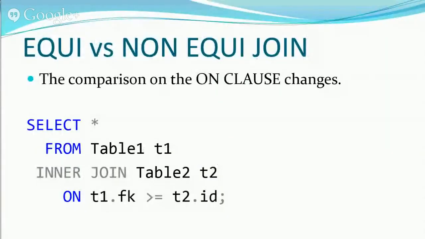All right, equijoin versus non-equijoin. This is one of those that comes up. And although I've shown this here with an inner join, it's changing how the comparison works. And this is something I haven't used very often.